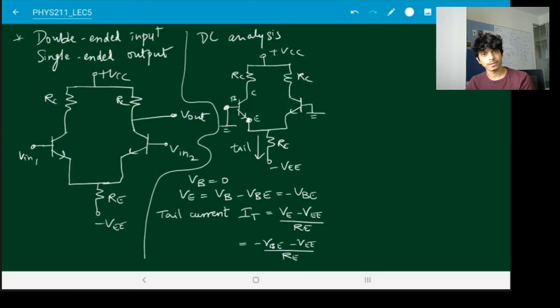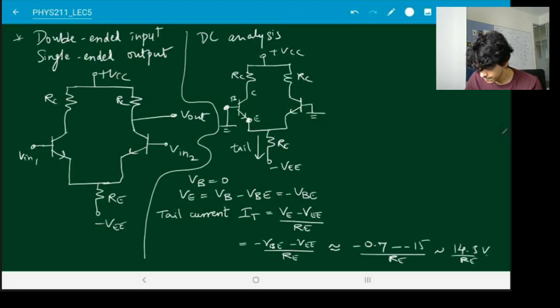VEE is some DC biasing voltage that you're putting. So it's going to be something like, let's say 10 volts, 15 volts, something like that. And it's negative. So just to give you a numerical example, this is going to be minus 0.7 minus, and because VEE itself is negative, minus 15 over RE. So like 14.3 over RE, something like that. So basically it's a positive value of the current which is flowing downwards through the tail.